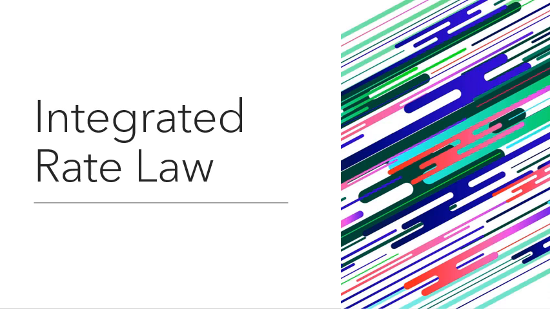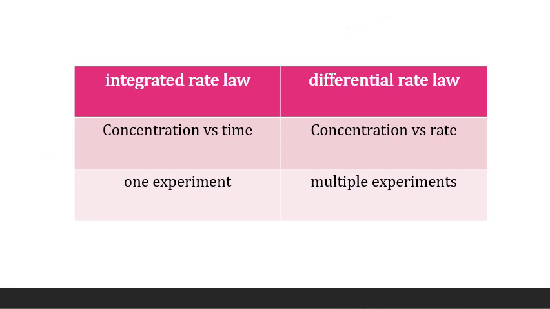What that means is, integrated rate law is concentration versus time and only one experiment. Whereas in the differential rate law, it is concentration versus rate, and we will have multiple experiments. In each trial, we will get a different rate for that experiment, and in each trial, we will change the concentration of the reactants.